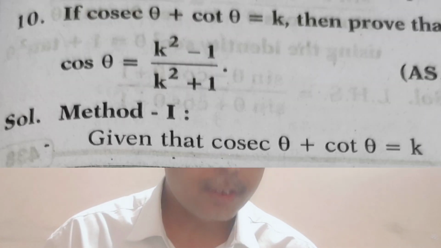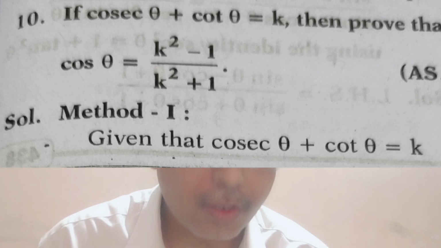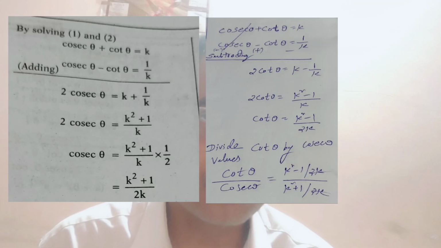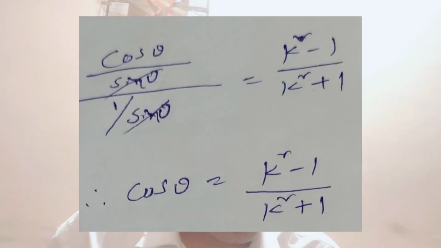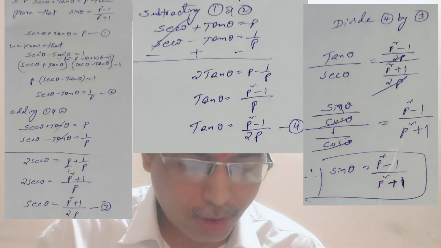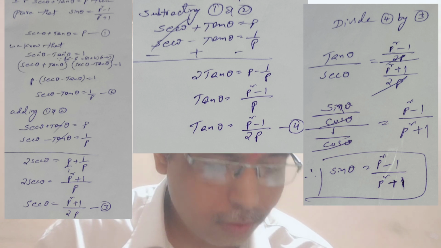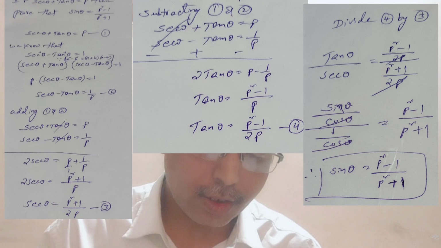And next here, one more very important 4 mark sum. If cosec theta plus cot theta is equal to k, then prove that cos theta is equal to k square minus 1 by k square plus 1. Next, like this sum we also have secant theta and tan theta terms. If secant theta plus tan theta is equal to p, then prove that sin theta is equal to p square minus 1 by p square plus 1. So like that also we can get some important sums.